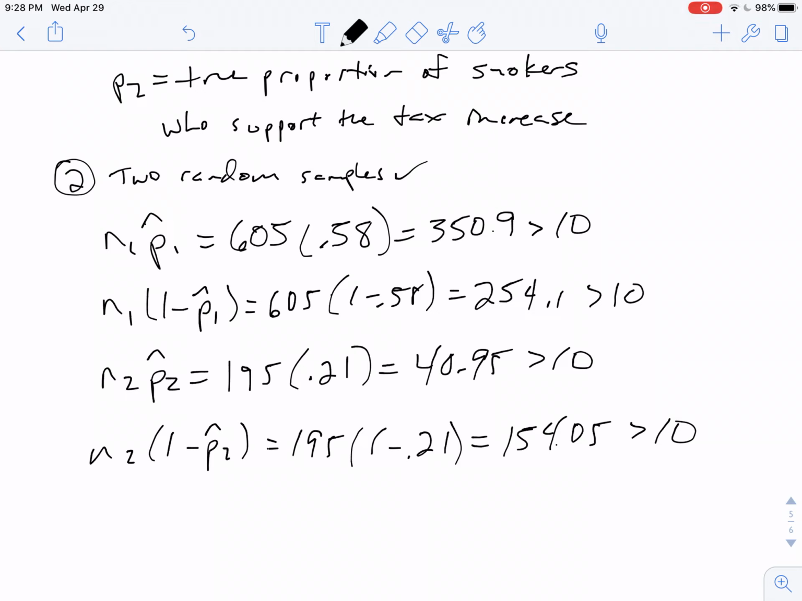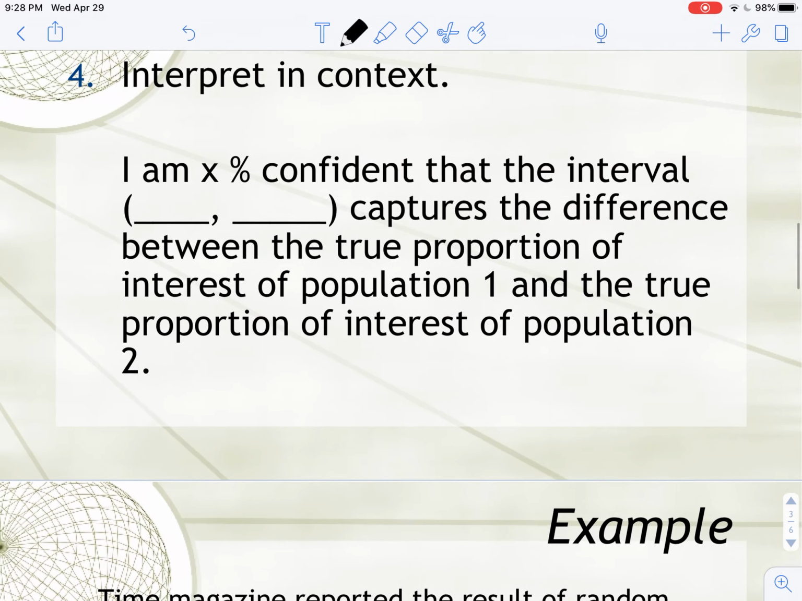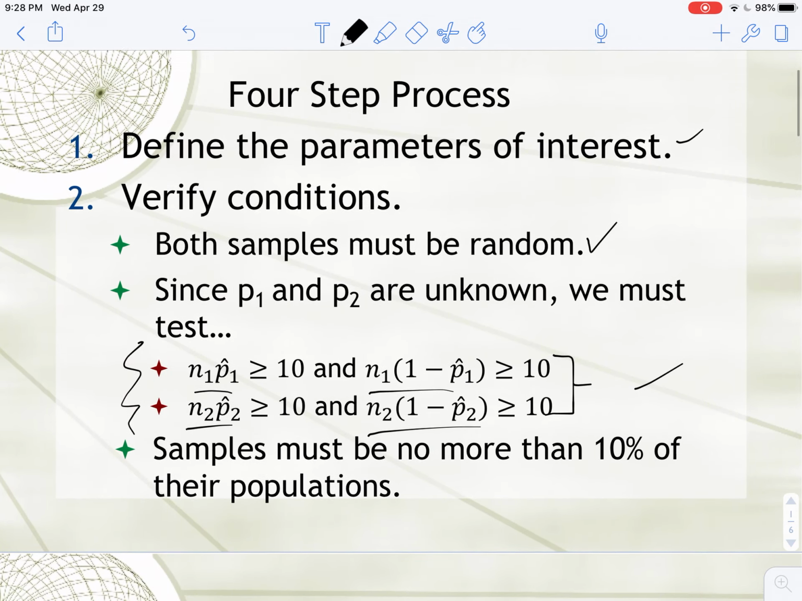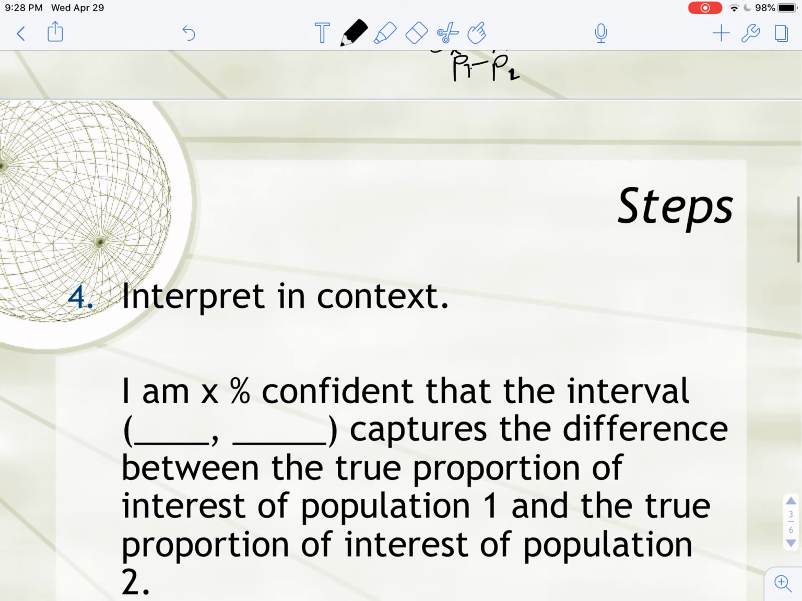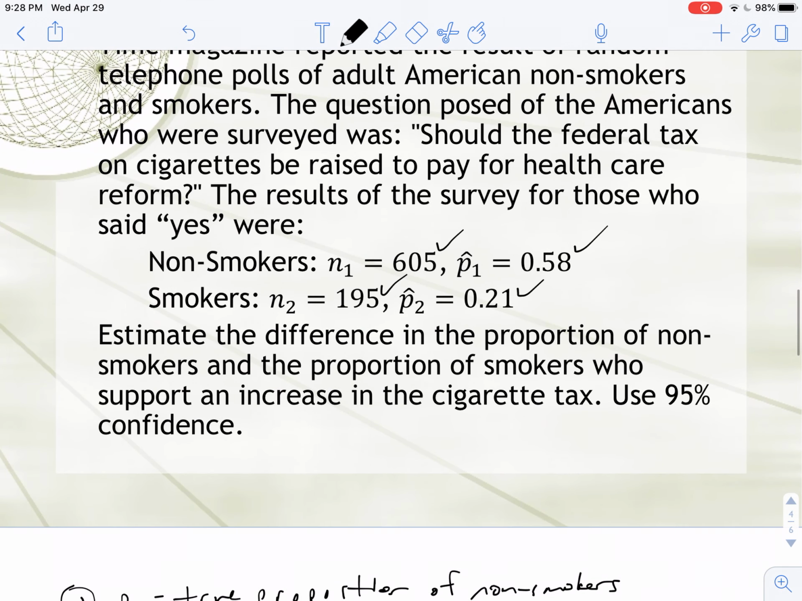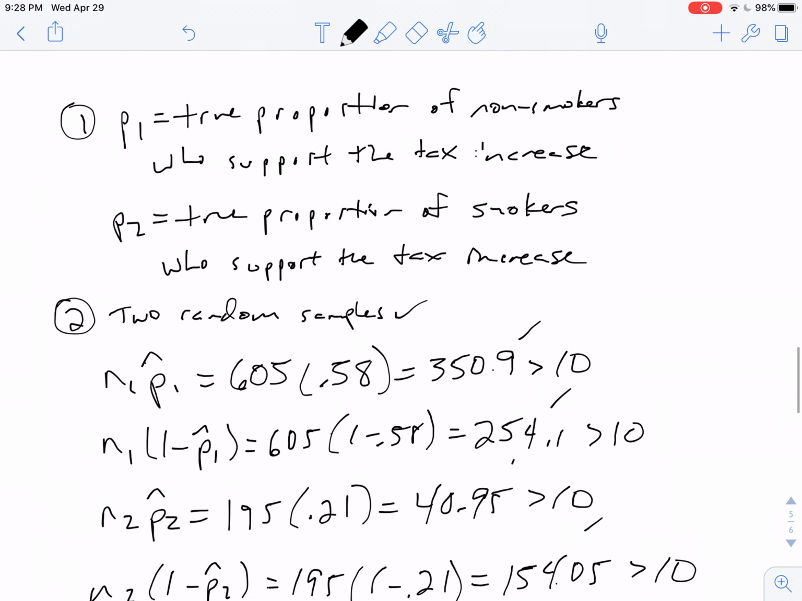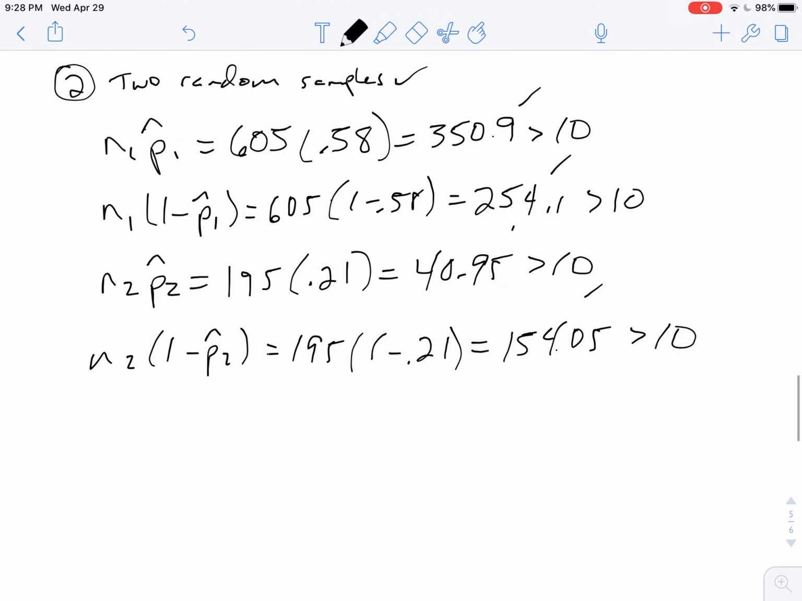One thing to note here, usually these 4 numbers are going to be whole numbers. They're not whole numbers in this example because it's likely that the sample proportions, the 0.58 and the 0.21, were rounded values. But usually these 4 numbers should be whole numbers.